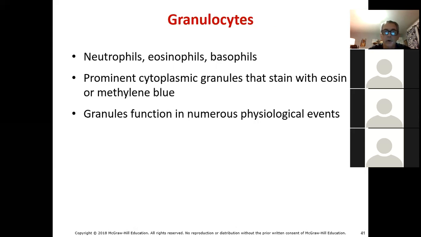So the granulocytes are neutrophils, eosinophils, and basophils. Neutrophils are a phagocytic cell first to arrive at the site of infection. The eosinophils play an important role in inflammation and fighting parasitic infections. Basophils and also mast cells play a role in inflammation and in allergies. These granules that you see when you stain these cells are actually involved in various physiological phenomena. In basophils and mast cells, a lot of that is actually histamine. They have a lot of histamine in them.